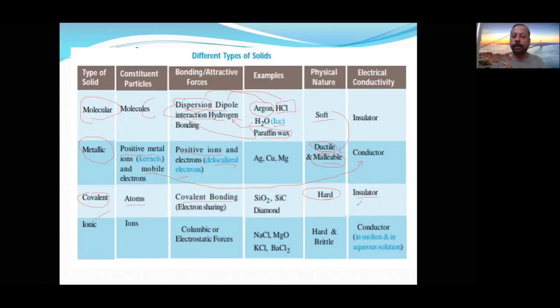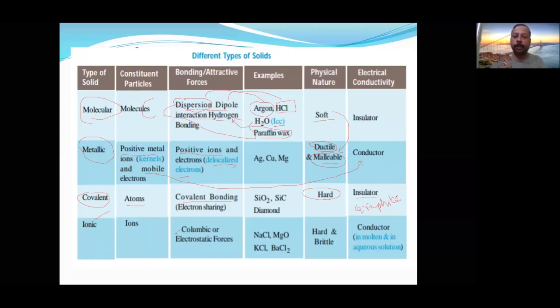But there is one exception. What is that exception? Graphite. Graphite, being a covalent solid, is still a conductor. So the exception to the insulator rule is graphite. Understood? Then ionic crystal.